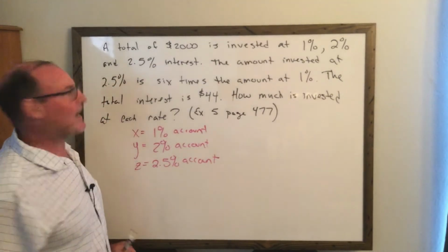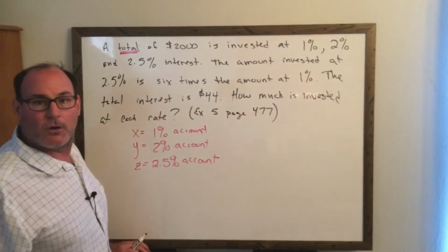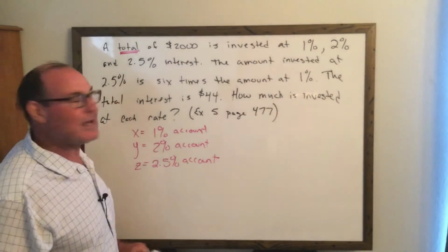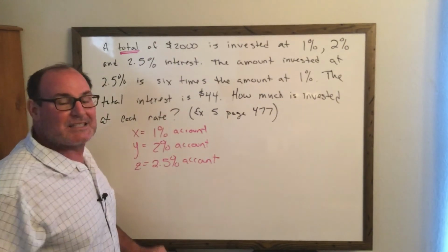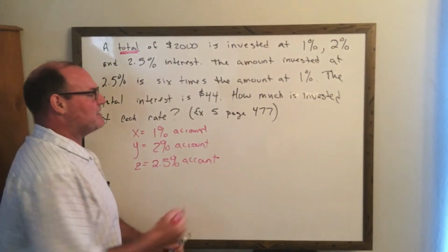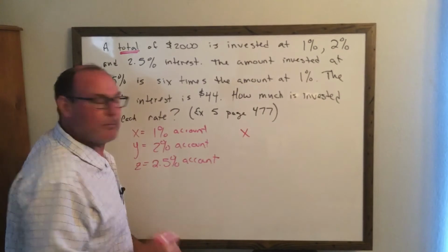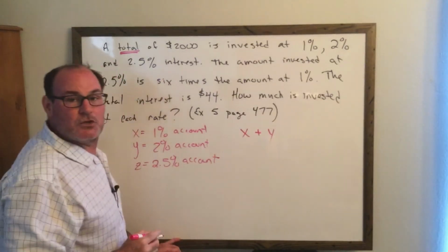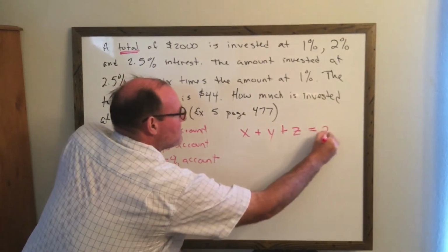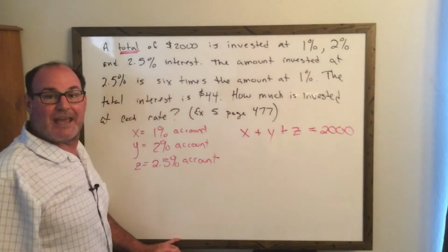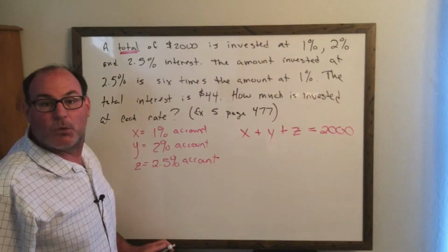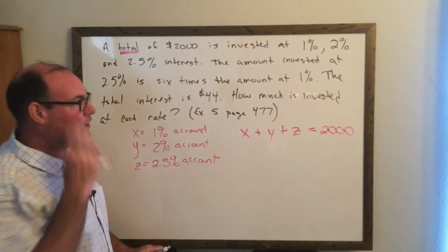The first thing that I know, first keyword, the word total. Total means add everything up. So what total means is I went to the bank with $2,000, or I went to my investment manager, and I said, I have $2,000. I want you to spread this among 3 different accounts. So the amount of money in the 1% account, plus the amount in the 2%, plus the amount in the 2.5%, equals the $2,000 that I brought to the table. So that is the first keyword. Always look for the keywords when setting up and solving word problems. That way it makes setting up the equations much easier.